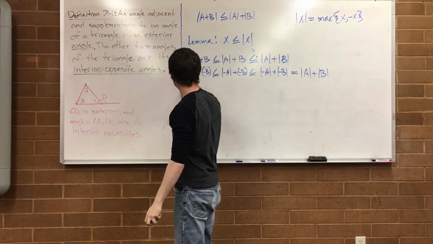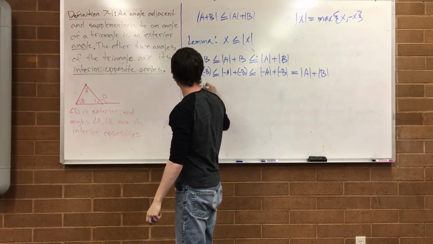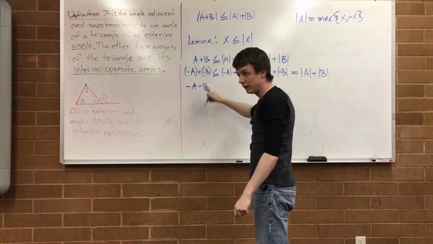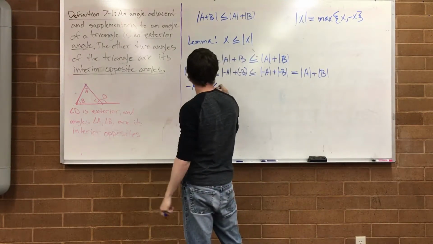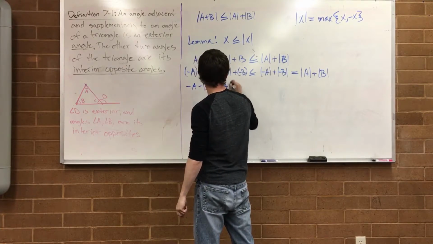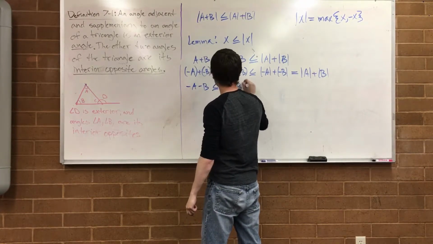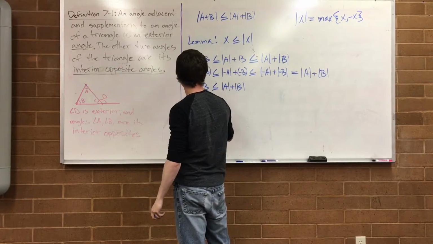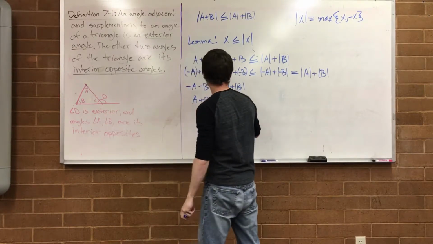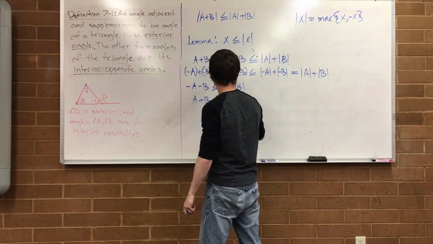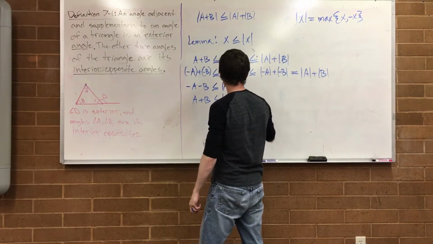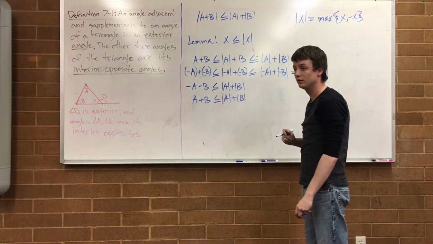And then I could have rewritten this a different way, as negative A minus B. So I showed negative A minus B is less than or equal to the absolute value of A plus the absolute value of B. And I showed that A plus B is less than or equal to the absolute value of A plus the absolute value of B. Right?